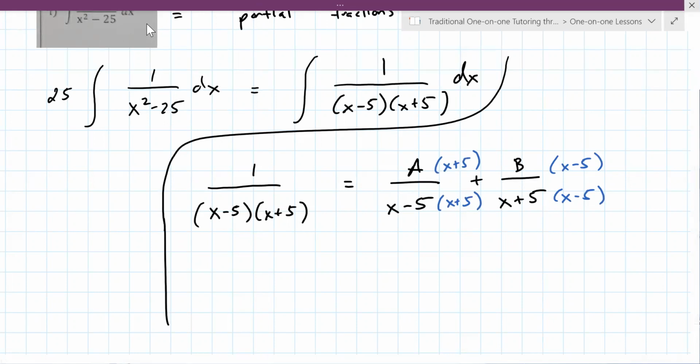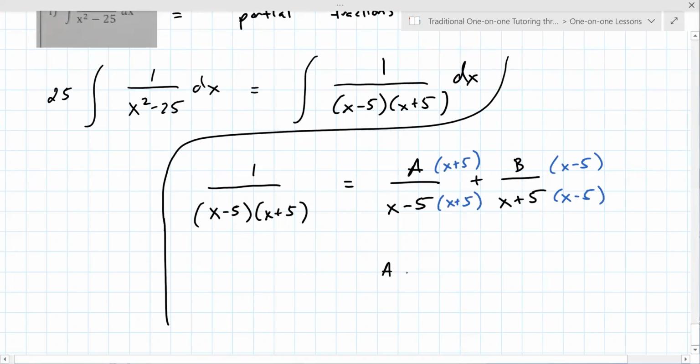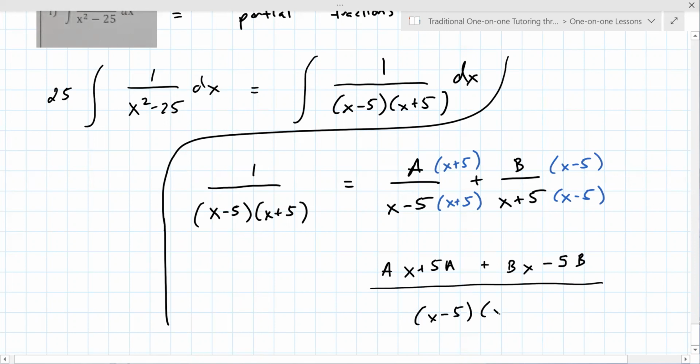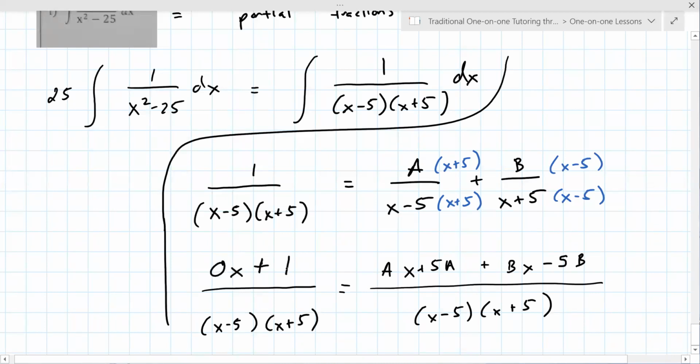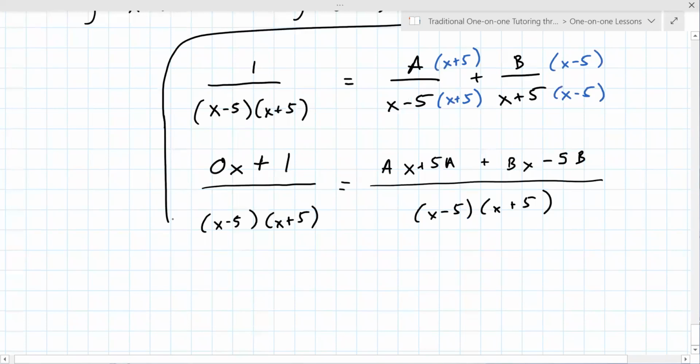So what it becomes is ax plus 5a, because I'm distributing in, plus bx minus 5b. Okay. And you actually don't care about the bottom, but the bottom is x minus 5 times x plus 5. And that equals, over here on the left, the same bottom. Now the top, I'm going to write slightly differently. It's 0x plus 1. The reason you have to do that is because you're going to set up a system of equations. And this is only one way that you could be doing this. There are a couple other ways.